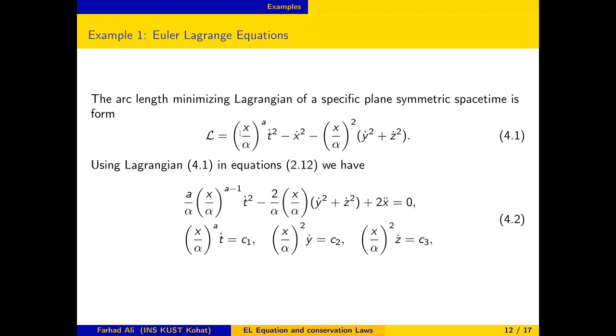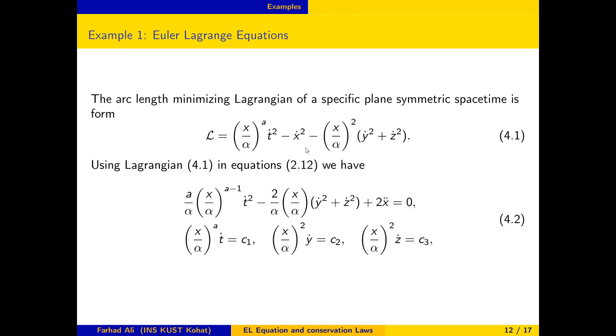I take this Lagrangian, space-time Lagrangian. This is a 4-dimensional Lagrangian, first order. Their Euler Lagrange equations are given over here. How are these derived?